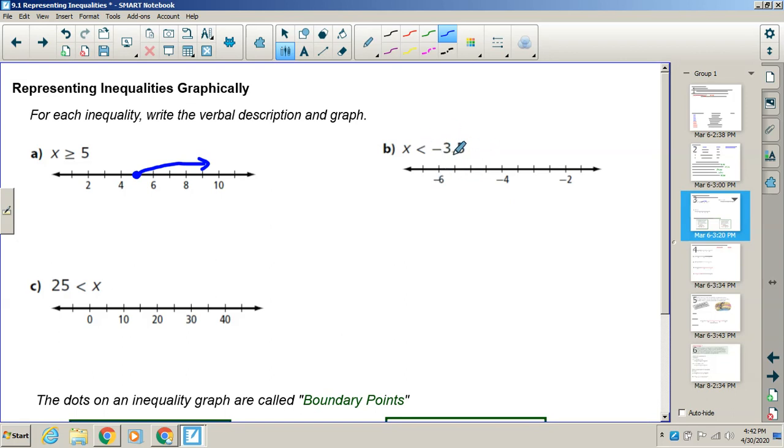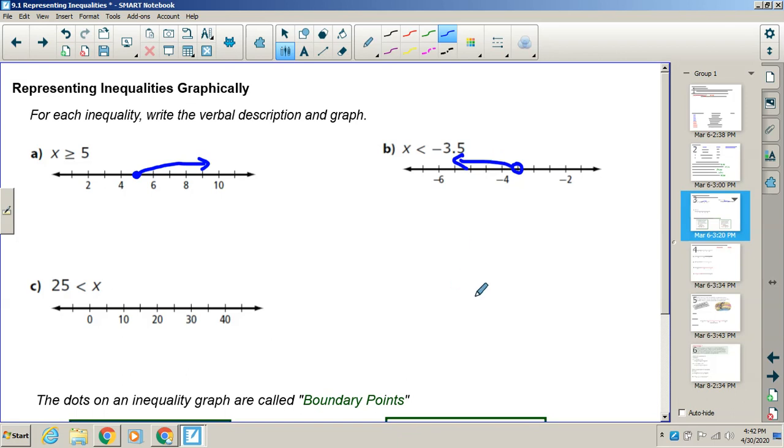X can't be negative 3.5. It's anything that's less than negative 3.5. And we indicate that on a number line with an open dot. So where did I say negative 3.5 was? Sorry, it's right here. And if I put an open dot here, and x is anything less than negative 3.5, not including it, but less, that's why we have an open dot, and my graph goes that way. And so that's graphing that inequality.